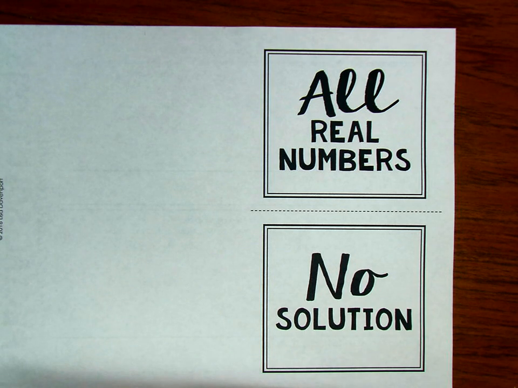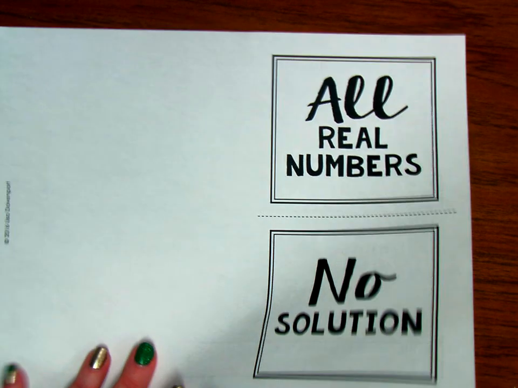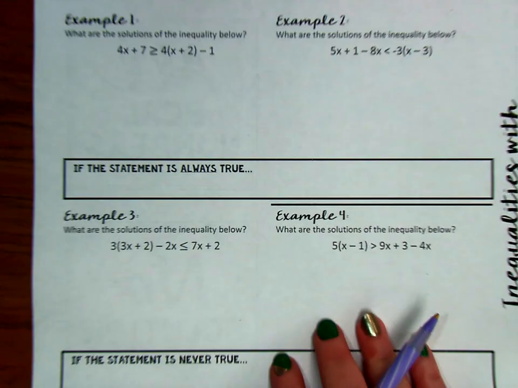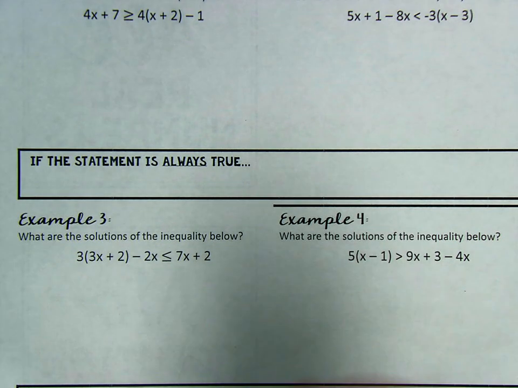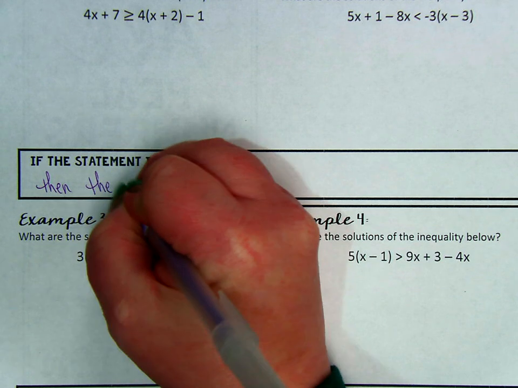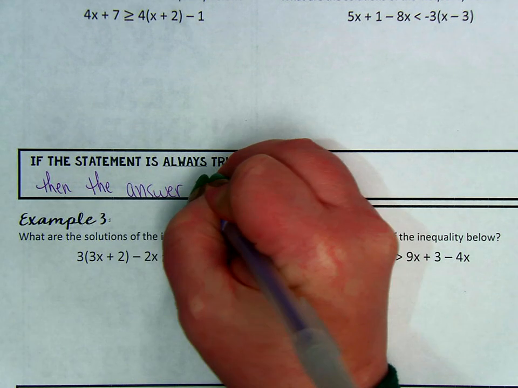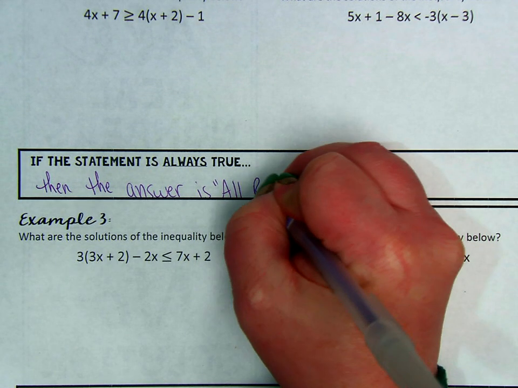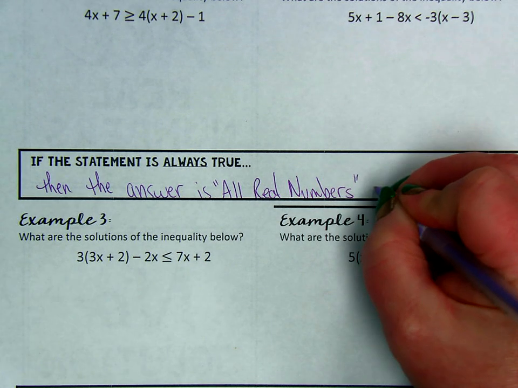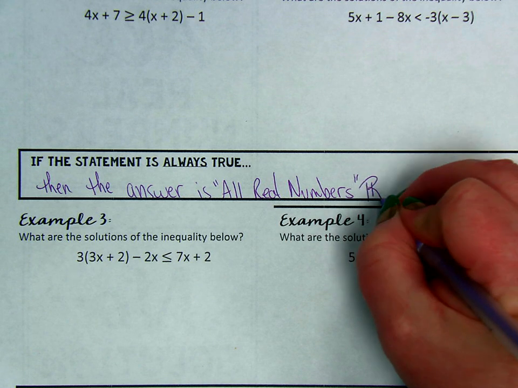So in this video we're going to be doing the foldable for special cases of multi-step inequalities. They fall into two categories, all real numbers and no solution. If we turn to the inside, we see that it says if the statement is always true, then we know that the answer is all real numbers. And remember, all real numbers is written as that R with the double stem.